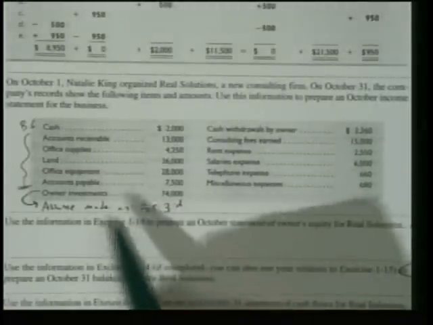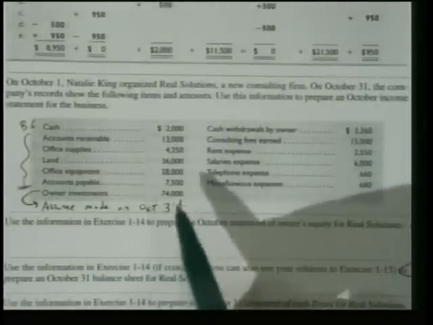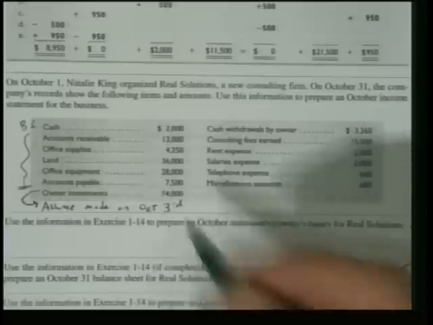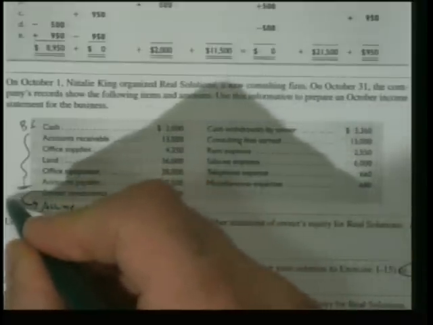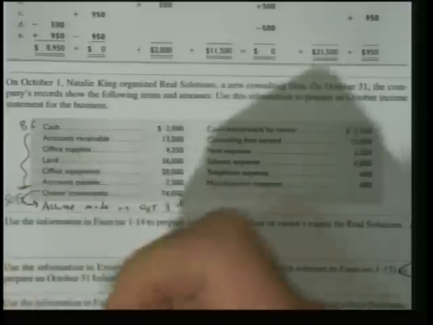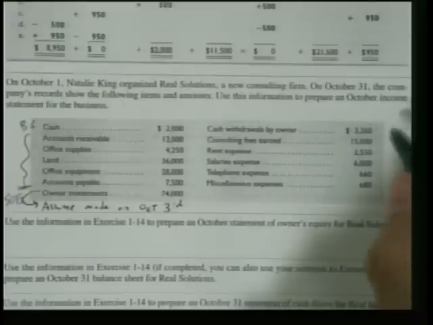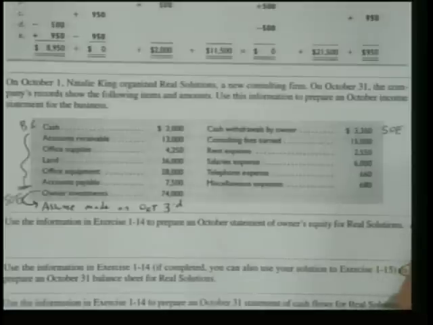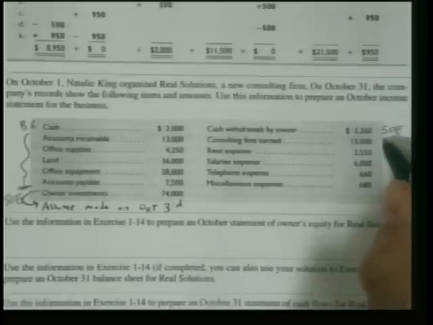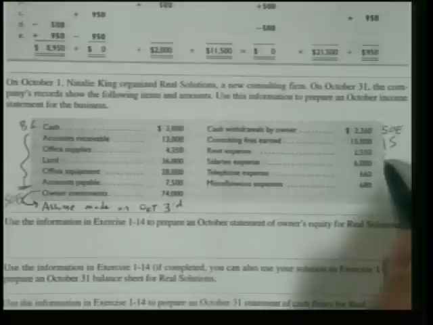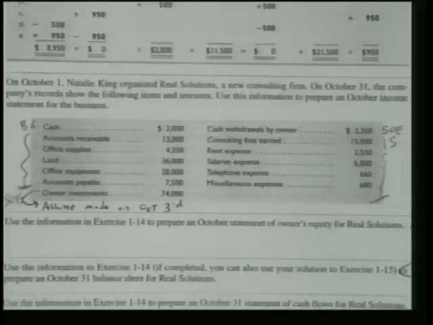Now, owner's investments, and let's assume those were made on either the 2nd or the 3rd of October. That would go on what? The statement of owner's equity. What about the cash withdrawals by owner? Statement of owner's equity, correct? Consulting fees earned, that's another term for revenues. That goes on the income statement, as does rent expense, salaries expense, telephone expense, miscellaneous expense. Those all go on the income statement.